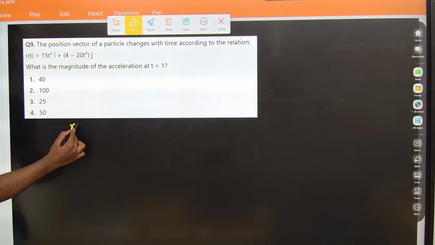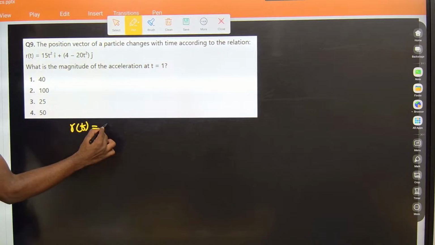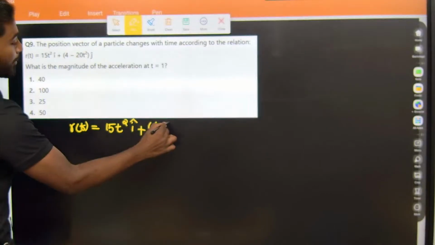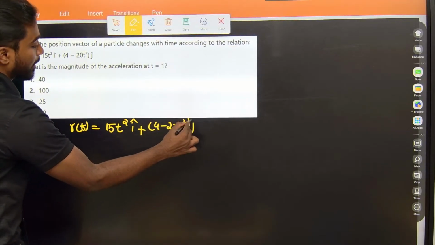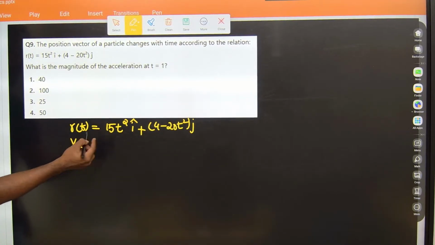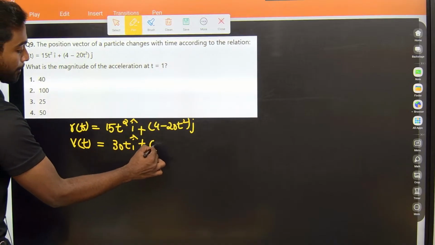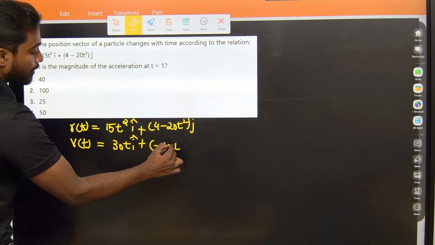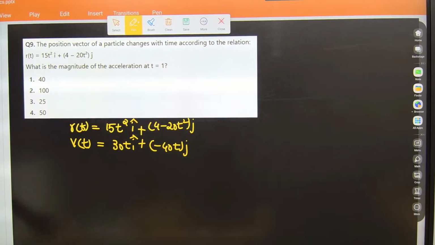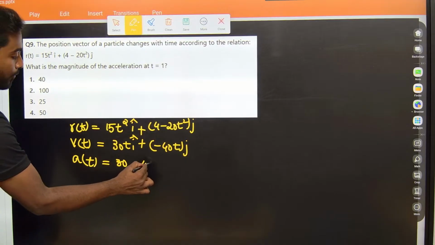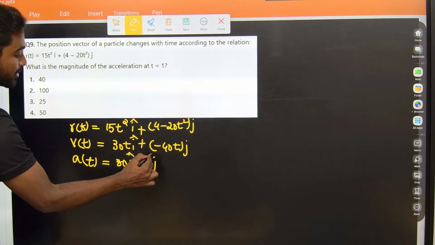So r of t is equal to 15 t square i cap plus (4 minus 20 t square) j cap. So differentiate with respect to t. Velocity I will get as 30 t i cap minus 40 t j cap. Okay. So acceleration I will get 30 i cap minus 40 j cap.